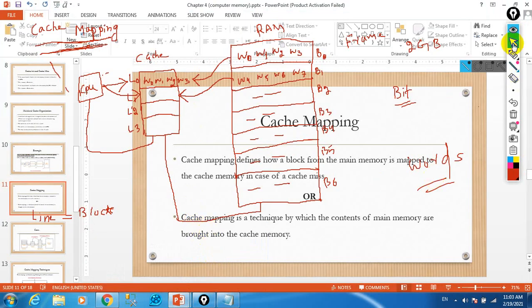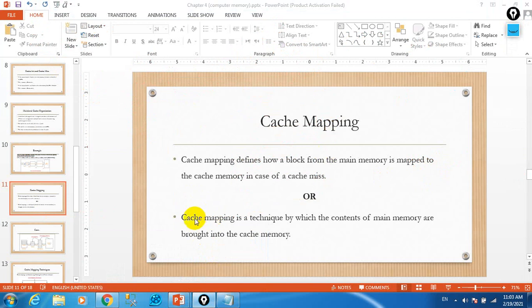Then what else is written? It is written that cache mapping is a technique by which the contents of main memory are brought into the cache memory.